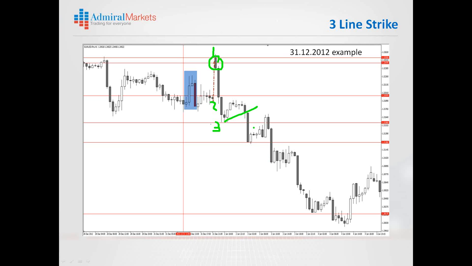And you look for this pattern only after the big news, Fridays or New Year, when there are many, many stop grabbing and profit taking.